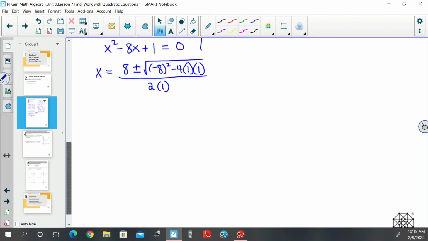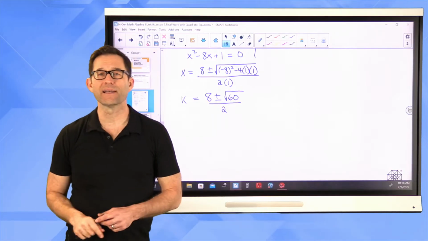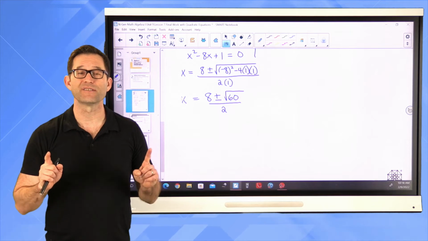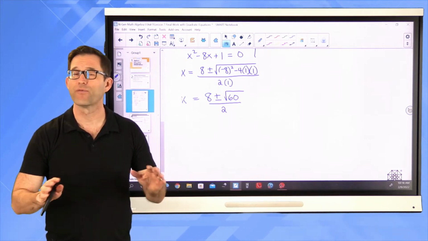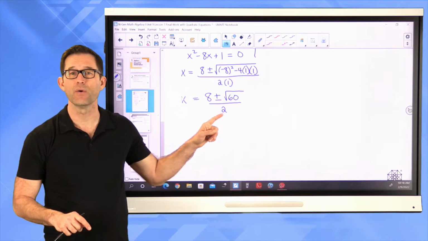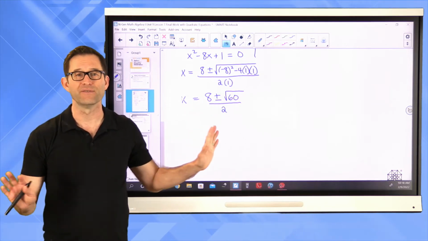I'm going to just keep this in this view because I'm going to have to bring that calculator out in just a moment. 8 plus or minus the square root of 60 all over 2. Okay, and I talked about this a little bit in the last lesson, but let me reiterate it now. Since we're looking for the answers here to the nearest tenth, we're not looking for simplest radical form or anything like that. There is no need to simplify the square root of 60. There's no need to divide anything by 2.